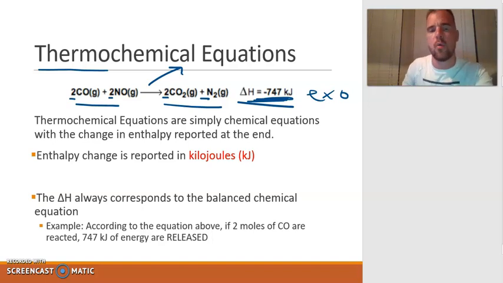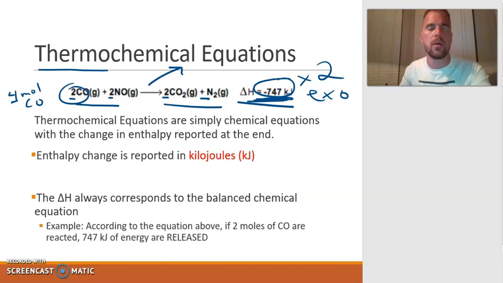Well, what if I wanted to know, how much energy is released when I react 4 moles of carbon monoxide? Well, if 2 moles releases 747, then 4 moles must be double that, right? And so that makes intuitive sense. But what I want you to understand is that this energy always corresponds to the mole ratio from the balanced equation.